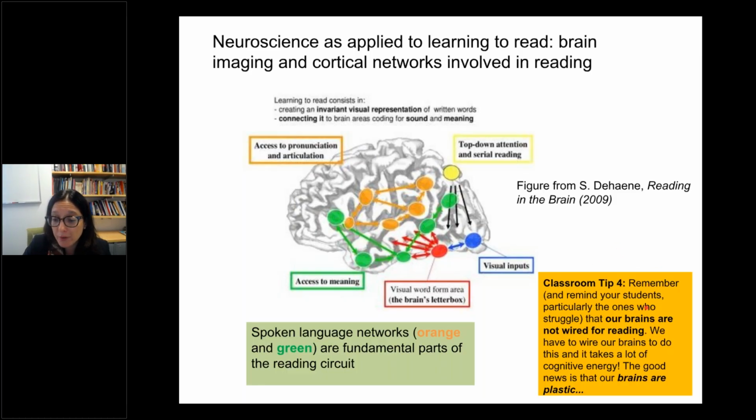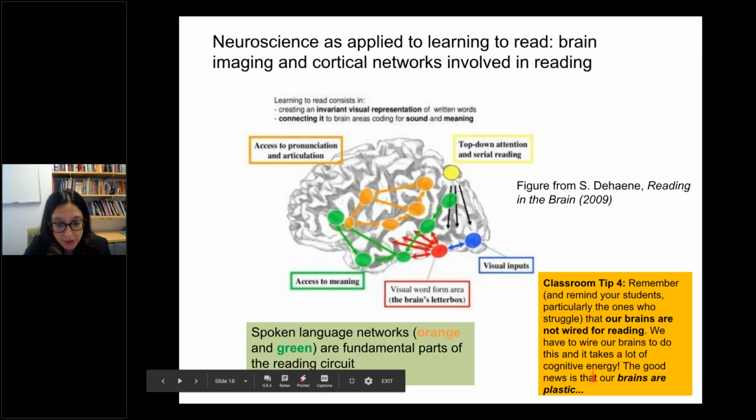So my classroom tip 4 here is to remember and remind your students, particularly the ones who struggle, that our brains are not wired for reading. What they're doing is really difficult. And we have to wire our brains to do this. And it takes a lot of cognitive energy. And the good news is that our brains are plastic.